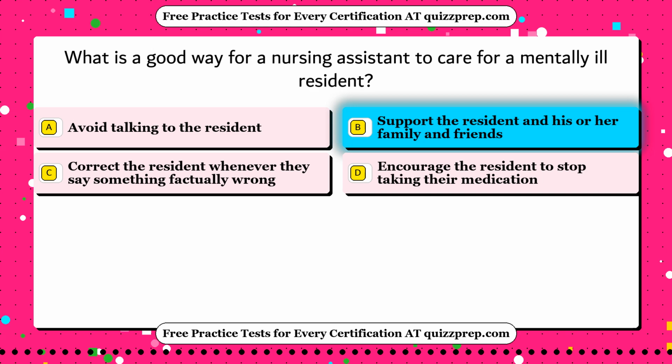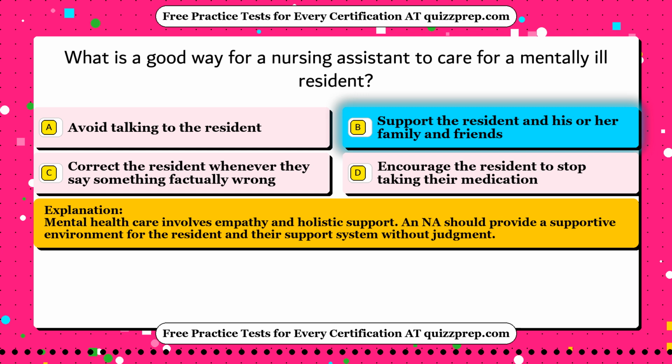The correct answer is Option B. Support the resident and his or her family and friends. Mental health care involves empathy and holistic support, and the NNAAP should provide a supportive environment for the resident and their support system without judgment.